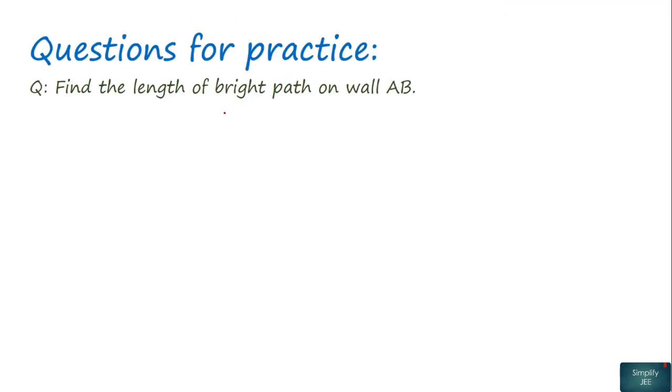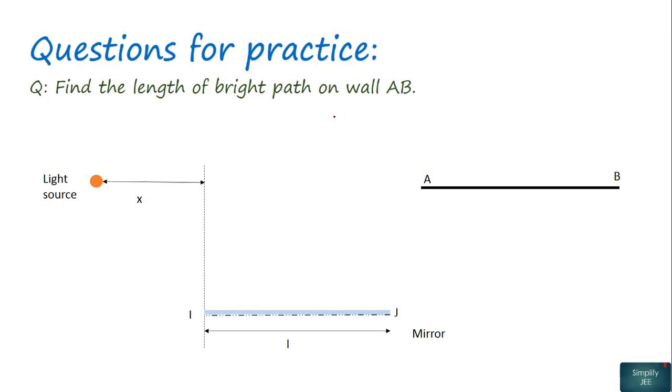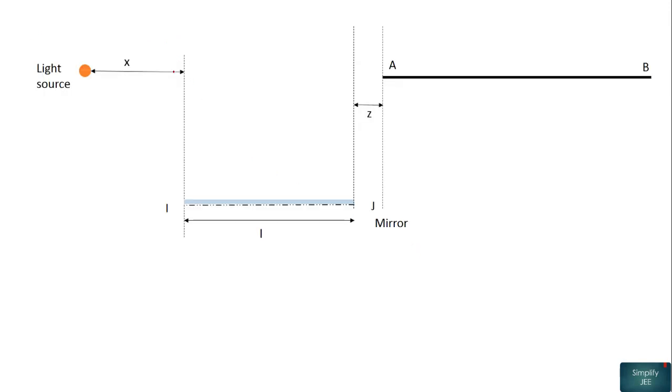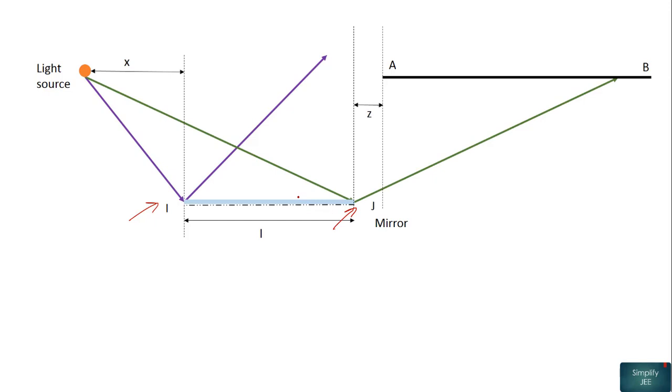Now in the next question, we have to find the length of bright path on wall AB, and it is given that the wall AB is at a distance of z units from edge J of the mirror. Now in this case, let's take an incident ray on edge I of the mirror, and the reflected ray in this case will not reach the wall AB. And taking incident ray on edge J of the mirror, let's say the reflected ray will meet the wall AB at point P. Also, there must be incident rays in between these two incident rays such that they will reach wall AB at all other points between point A and point P.